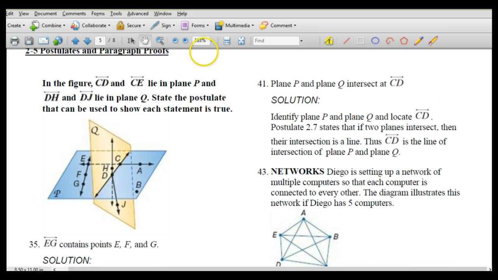Then on to number 41. Planes P and Q intersect at line CD. Identify planes P and Q and locate line CD. So there's line CD, here's plane Q, here's plane P. So, in other words, what common points do they have? And that would be all the points on this line. So it goes on to say, postulate 2.7 states that if 2 planes intersect, then their intersection is in fact a line. Thus, line CD is the line of intersection of planes P and Q.